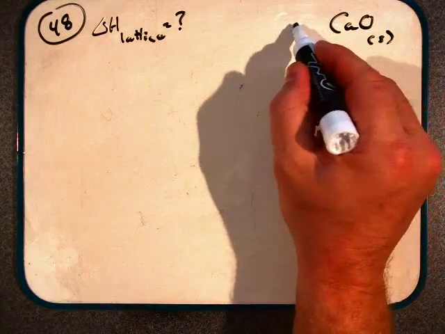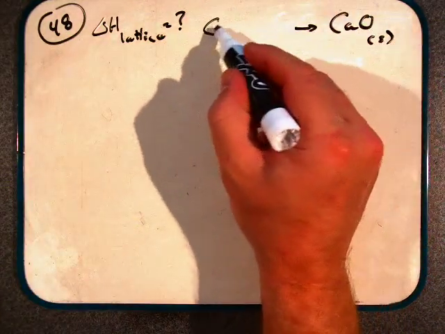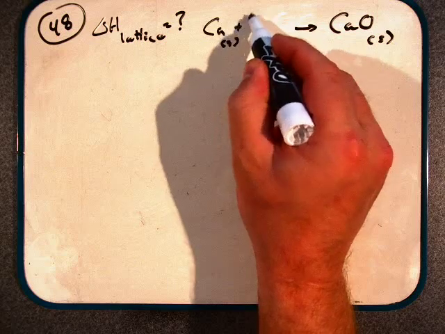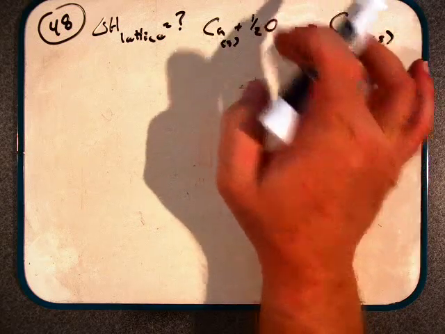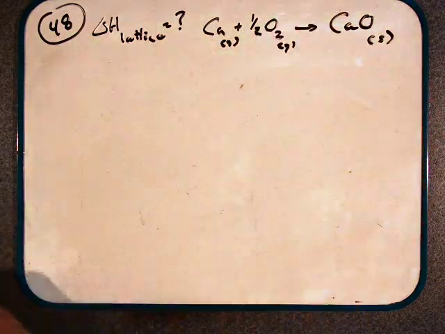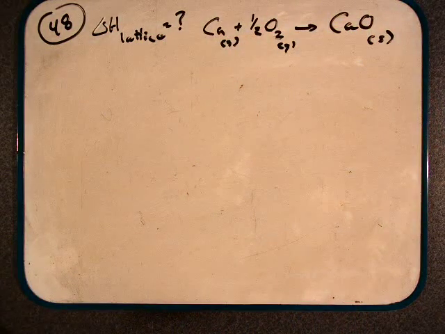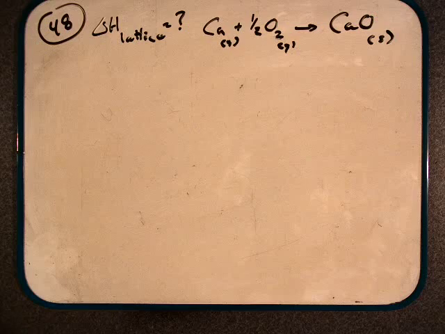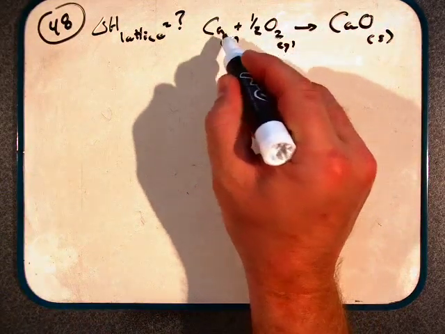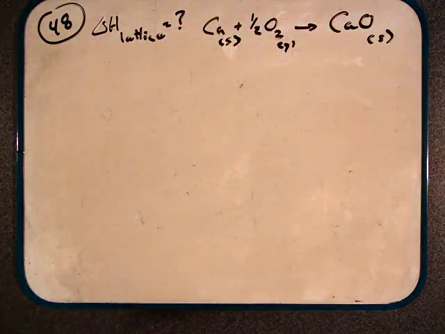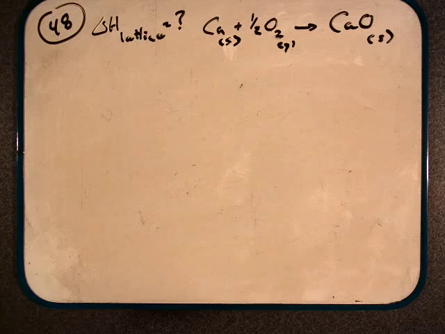And so the first step would be to actually look at what is the reaction that's occurring. We are going to have calcium reacting with oxygen to form calcium oxide. And so that would be our properly balanced equation. Notice that calcium is a metal, it's in the solid state. Oxygen, normally it's in the gaseous state. And so we have these phases that we have to account for too.